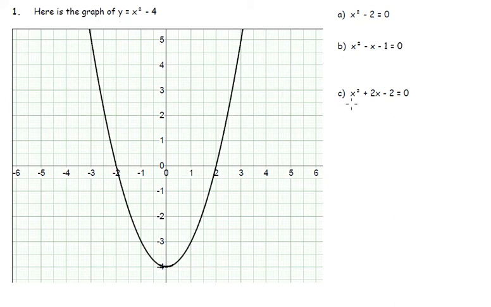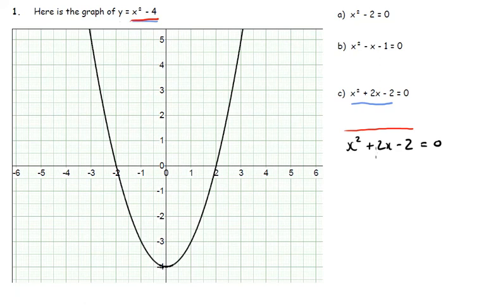Okay, so we're asked to solve this equation, but using this graph. So x squared plus 2x minus 2 equals 0. This is the equation we're asked to solve. Always copy that first. Now first of all, we need to make the left-hand side turn into x squared minus 4.